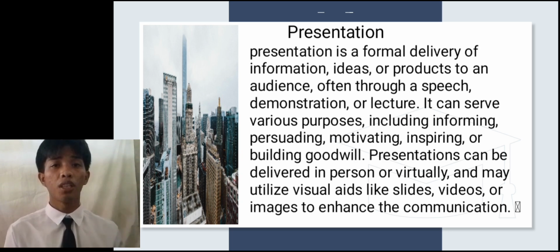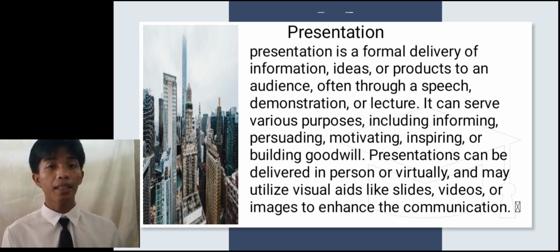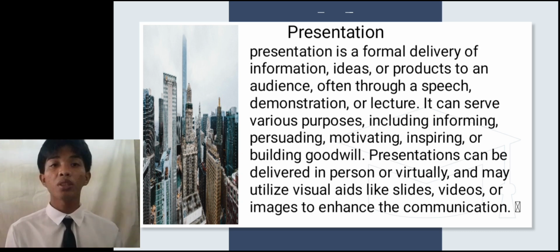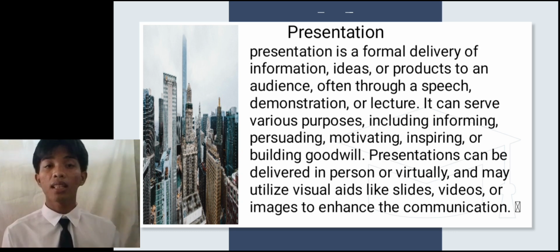A presentation is a formal delivery of information, ideas, or a product to an audience, often through a speech, demonstration, or lecture. It can serve various purposes, including informing, persuading, motivating, inspiring, or building goodwill. Presentations can be delivered in person or virtually, and may utilize visual aids like slides, video, or images to enhance the communication.